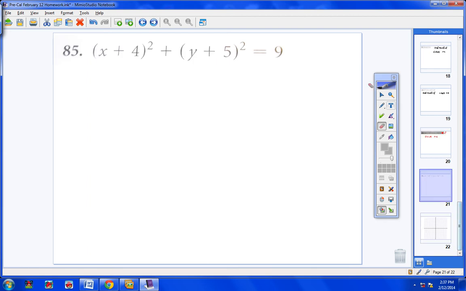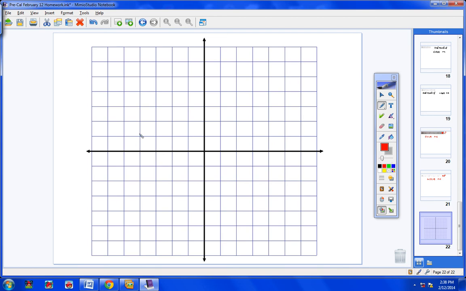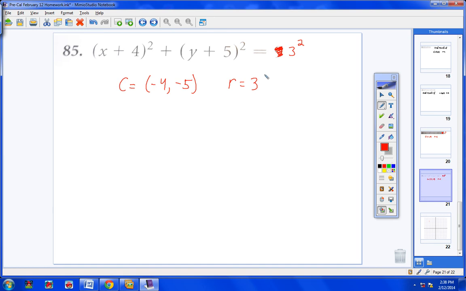Okay. Well, the center of this circle is obviously going to be (-4, -5). And then how do you rewrite 9 with the power of 2? Well, 9 is a perfect square. So I'm going to write 3 squared, which gives me 9. And now since I've rewritten 9 as 3 squared, I can see that my radius is 3. So my center is (-4, -5): 1, 2, 3, 4, and 1, 2, 3, 4, 5. There's my center. And then my radius is 3.